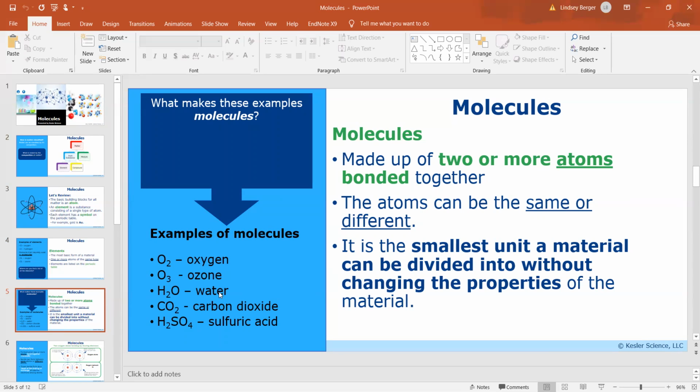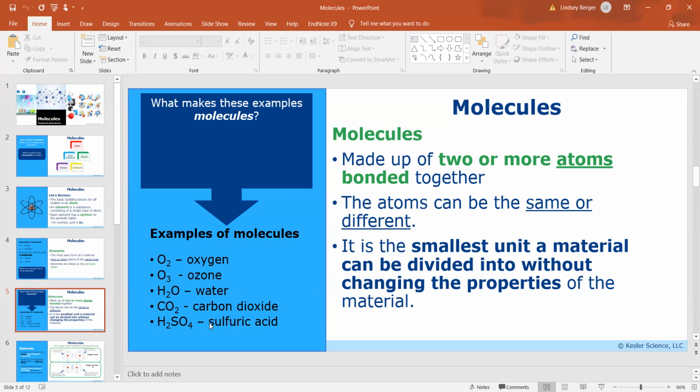And then we have some other examples here. So this is carbon dioxide. This is the stuff we breathe out. Remember we talked about the carbon dioxide being produced with the vinegar and baking soda reaction the other day. So this is how we would write carbon dioxide, one carbon and two oxygens. So again, they're different, but they are bonded together. So we have a carbon dioxide molecule.